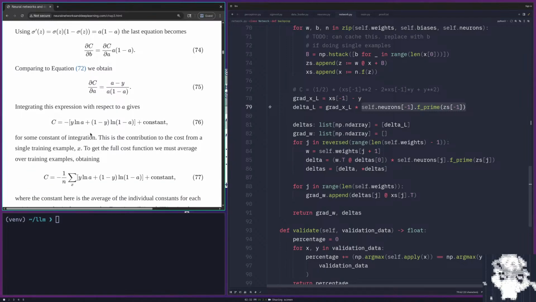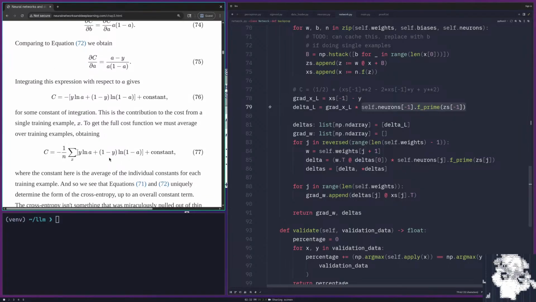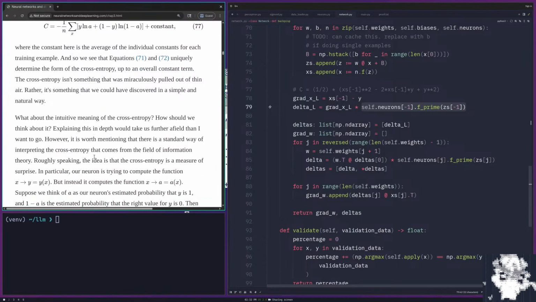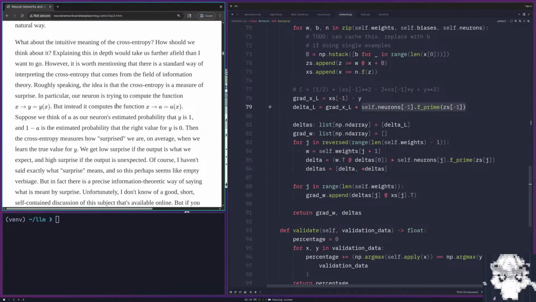Integrating this expression, we get the cross entropy for some constant of integration. This is the contribution to the cost from a single training example x. To get the full cost function, we must average over training examples, obtaining this, where the constant here is the average of the individual constants for each training example. And so we see that equations 71 and 72 uniquely determine the form of the cross entropy, up to an overall constant term. The cross entropy isn't something that was miraculously pulled out of thin air. Rather, it's something we could have discovered in a simple and natural way.